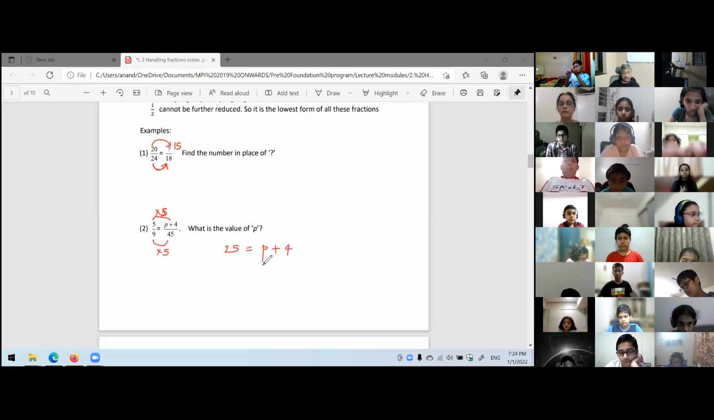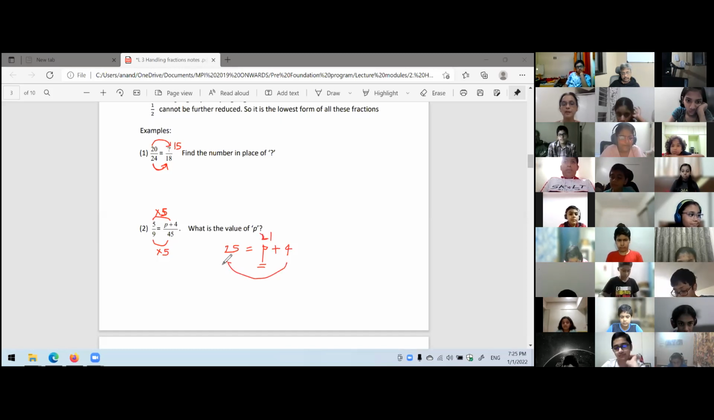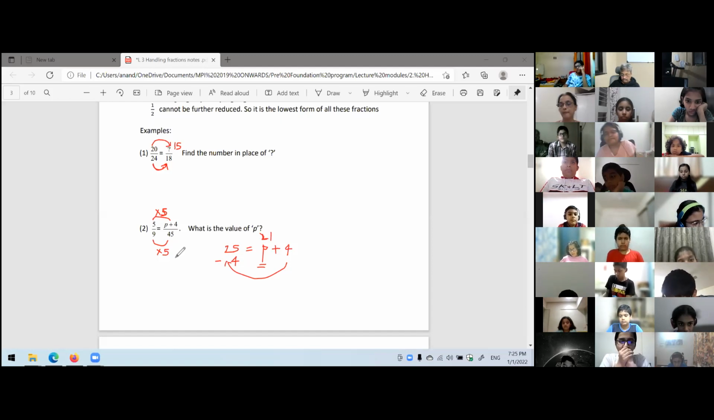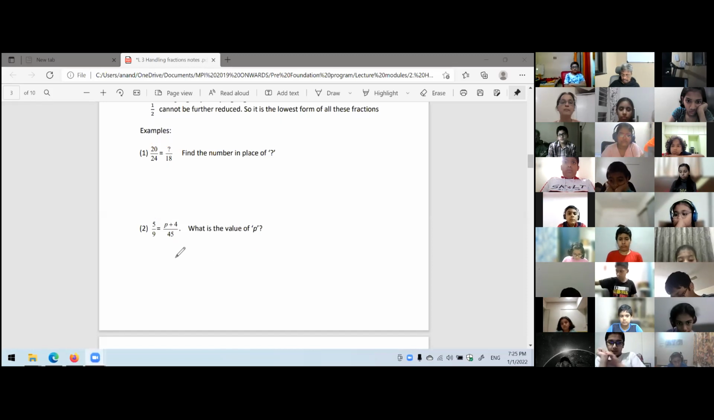So what must be p? 21, no? No need to do any calculation also. But if you want to do calculation, then 4 goes on this side, as we saw last time, plus becomes minus. So p becomes 25 minus 4, that is 21. Okay, so we can find equivalent fractions either by dividing or multiplying the numerator and denominator by the same number. Let us move on to the next thing.